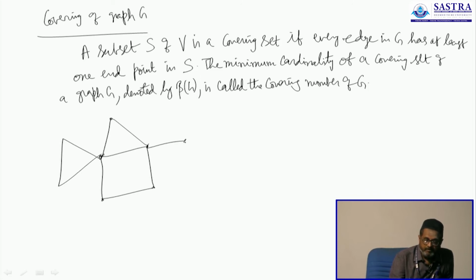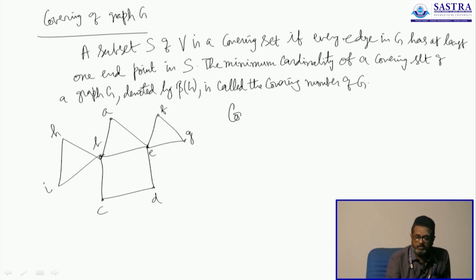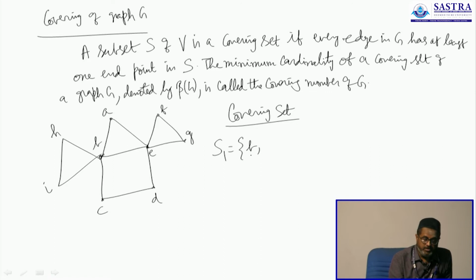Now what I will do is I will find the covering number for this graph. Okay. So what will be the covering set? Suppose I take S1. I will have B. Suppose I take B, that would cover 5 edges, 1, 2, 3, 4, 5: BA, BC, BH, BI and BE. So I have to take H. When I take H, that would cover HI, and necessarily I have to take F because that would cover FG. If I take F, that would cover FG and FE.